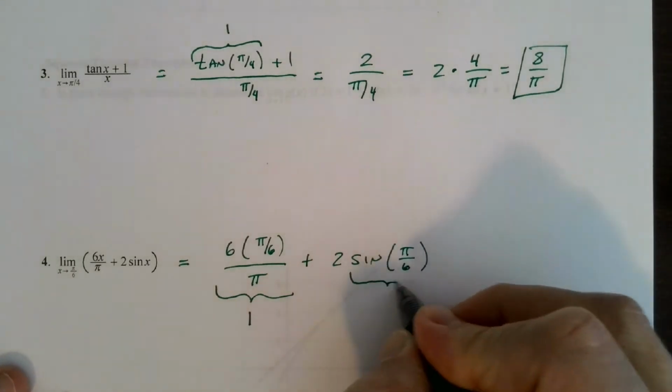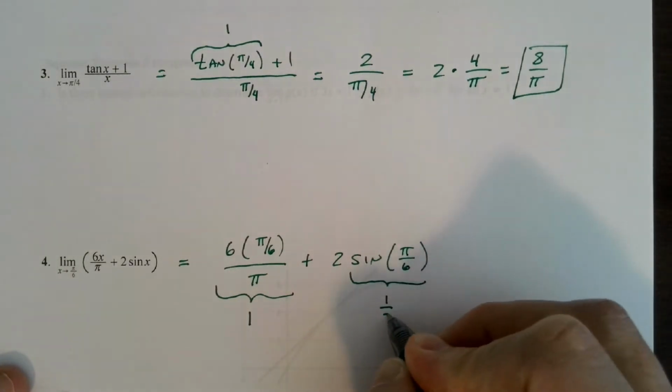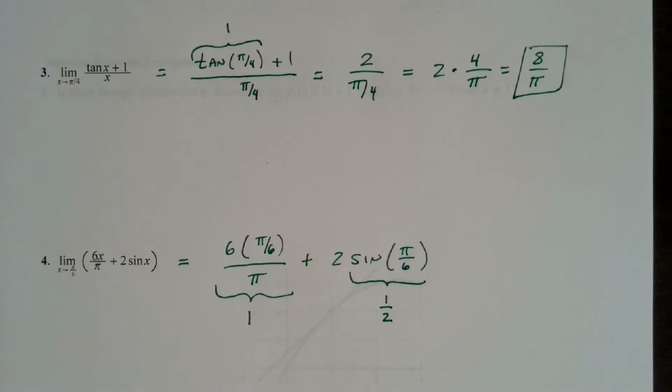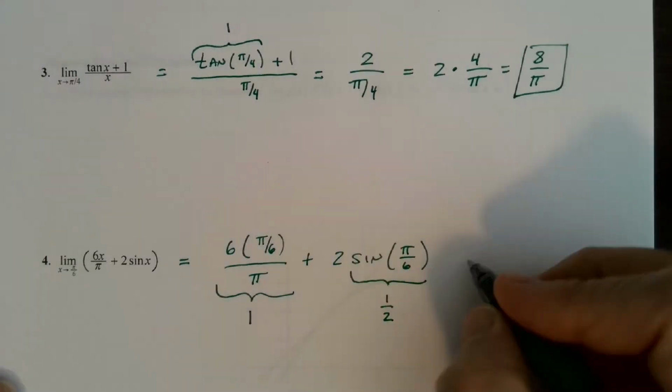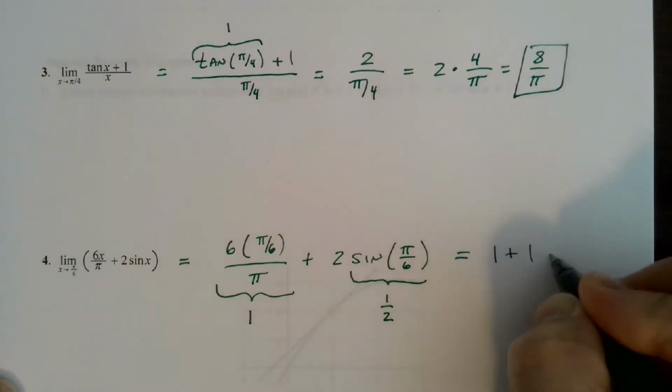Sine of pi over 6, that is equal to 1/2. And you should be able to do that. If some of you have that memorized, that's great. But if you know how to use the unit circle or use the trigonometric ratios from the right triangle, you should be able to get that. 2 times 1/2 is 1. 1 plus 1 is, of course, 2.